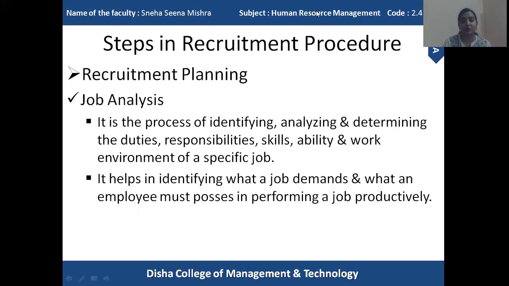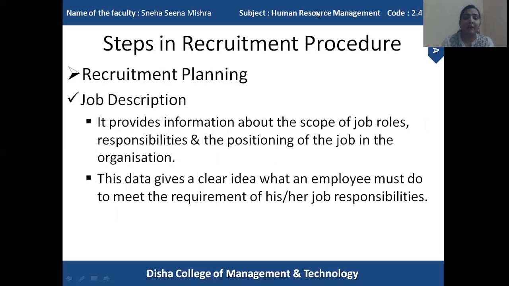That is the demand of the job. A particular job requires a particular type of person, and if that type of person is not hired on the job, the performance won't be productive. So in order to make the performance of a job more and more productive, they need to understand what the requirement of the job is, what the demand of the job is. They need to understand what kind of qualities a candidate must possess in order to perform the job more productively and more efficiently. So these are the things which come under job analysis.